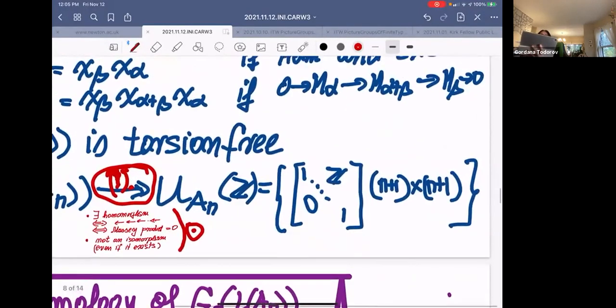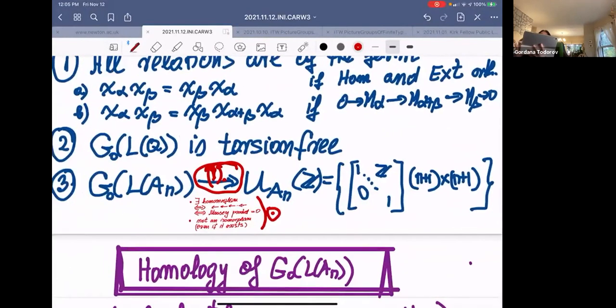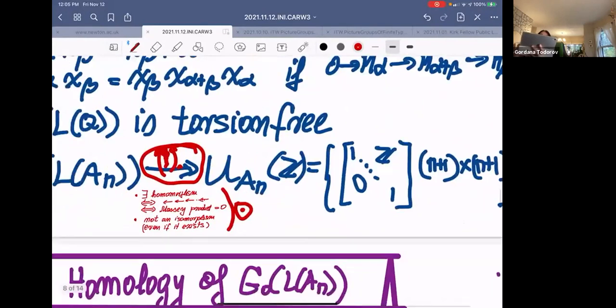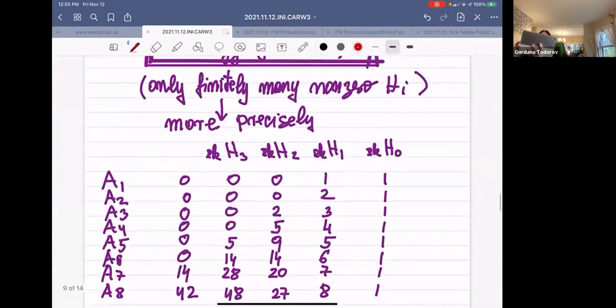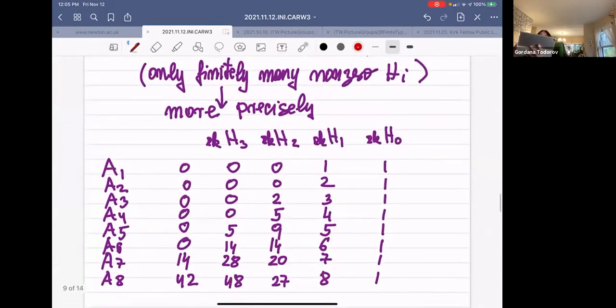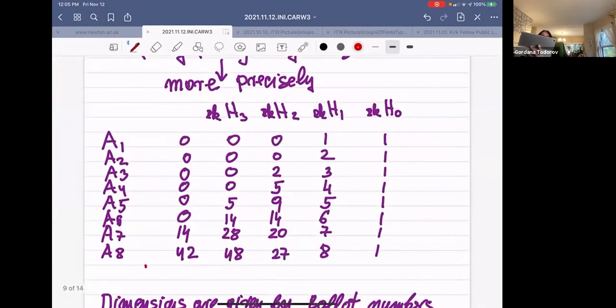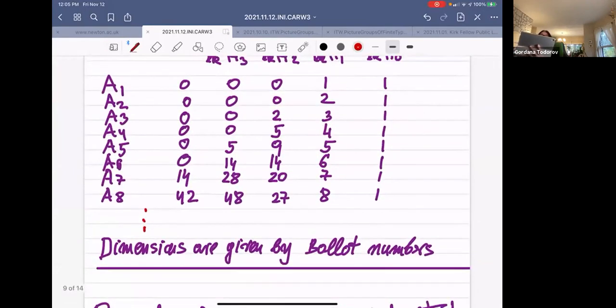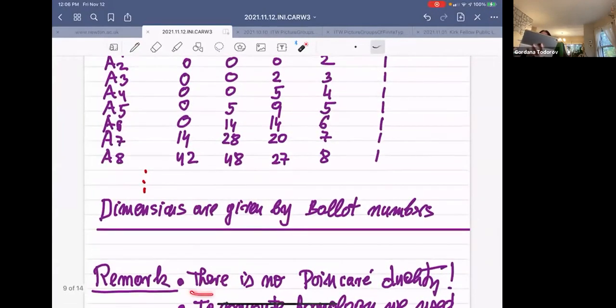Oh yeah, and unipotent, last time Misha asked me, okay, so unipotent are just n+1 by n+1 matrices, ones here and z here. Homology of these groups here is given homology. And if you look at, so for A2, A3, and so on, AN, and so on, people recognize these dimensions as being given by Bell numbers. And notice there is no Poincaré duality here.